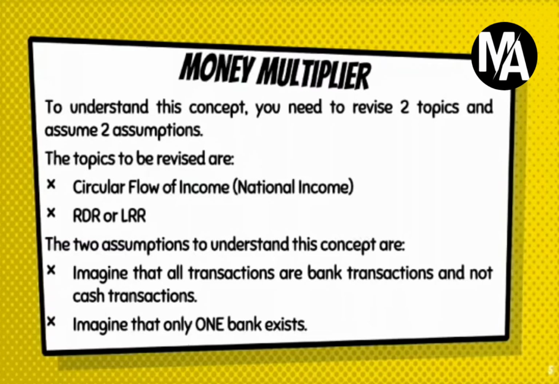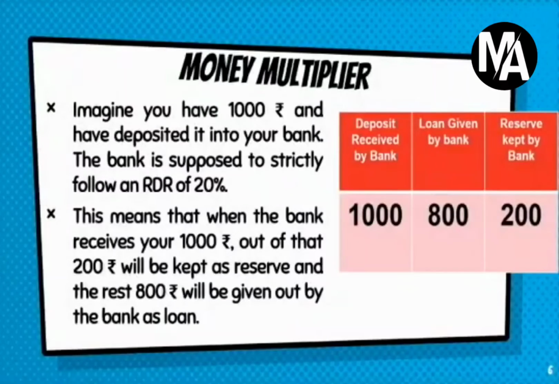Now, after revising those two topics, you can come back, and here there are two assumptions to understand this concept. The first assumption is that all the transactions are bank transactions and not cash transactions in this example. And the second assumption is that in this economy only one bank exists. This is to make it very easy to understand the money multiplier process because this is slightly complicated. So we'll begin with the example.